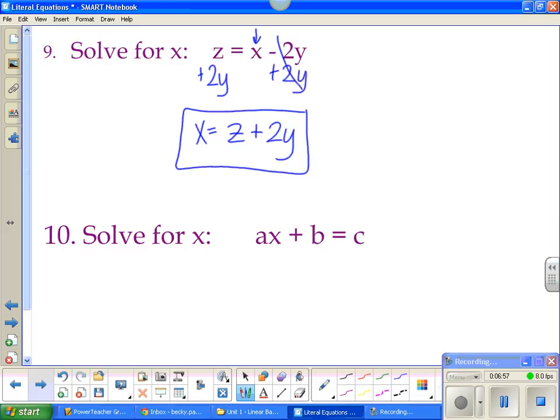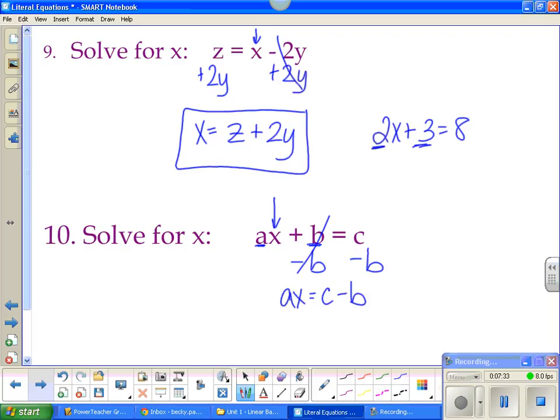Number 10 says solve for X. Here's my X. This one's fun because it's all letters. So what's with the X is an A and a plus B. What would you move first? Well, the answer is the plus B. Just like if you were solving an equation, if you had 2x plus 3 equals 8, you wouldn't move the 2 first. You would move the 3 first. You would subtract 3 from both sides. It's the same thing here. You're going to subtract the b from both sides. So now I have ax equals c minus b.